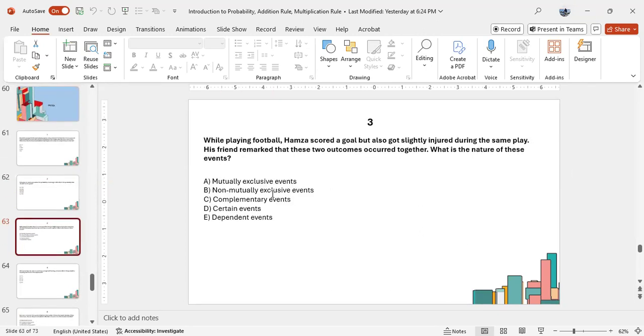While playing football, Hamza scored a goal but also got slightly injured during the same play. His friend remarked that these two events occurred together. What is the nature of these events? A, mutually exclusive events, B, non-mutually exclusive events, C, complementary events, D, certain events, or E, dependent events?